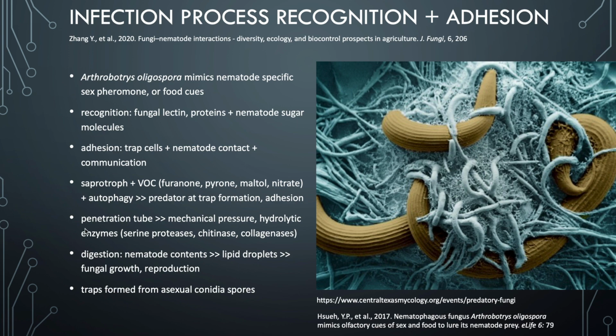And then at digestion, the nematode contents is basically turned into lipid droplets. That's a fatty component of the nematode that is then converted into fungal growth and allows the fungus to reproduce. Arthrobotrys oligospora conidia, which are the asexual spores, also form traps. So this is how versatile this species is, and this is the process that it engages upon contact with nematodes.